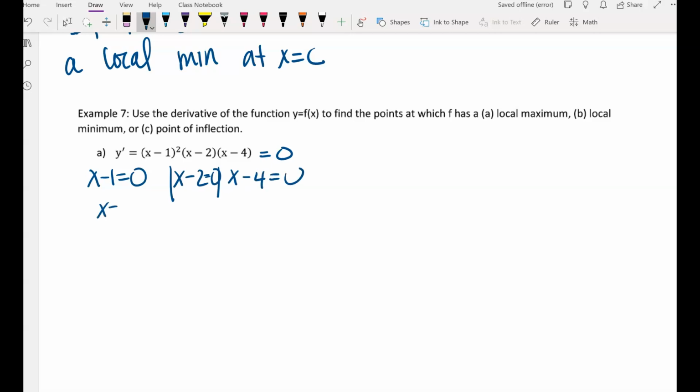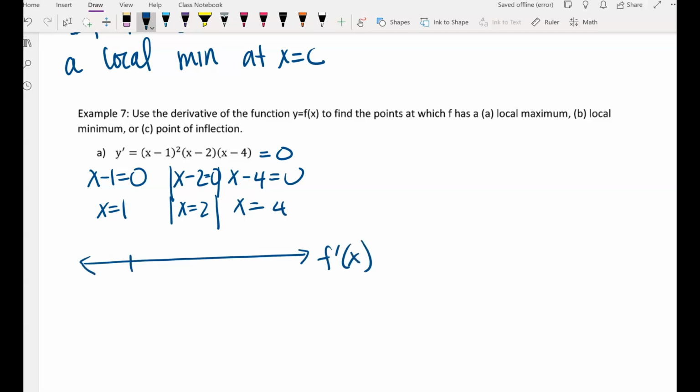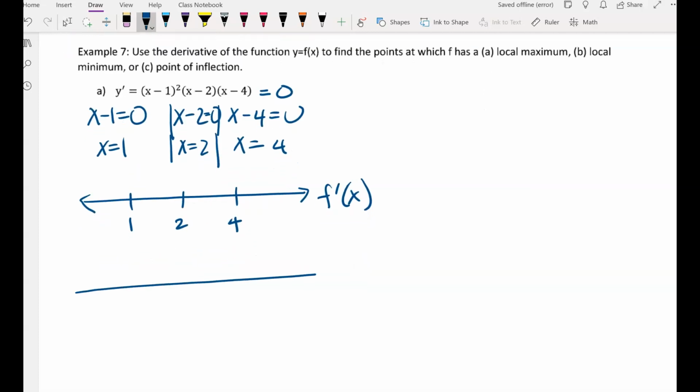Okay, so we have 3 critical points. The first one is 1, the second one is 2, and the third one is at 4. I'm going to make 2 number lines. The first one is for the first derivative, 1, 2, and 4, not to scale whatsoever. I'm also going to make a number line, students, for the second derivative. All right. Now, we can right now go and find local min and local max with the first derivative.